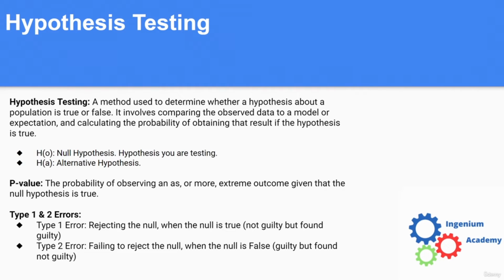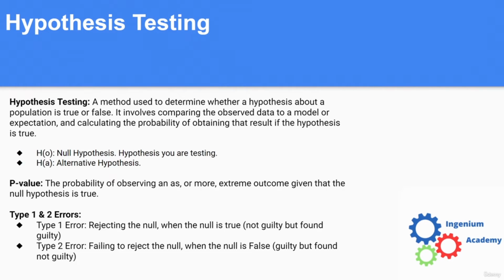Type 2 error is failing to reject the null when the null is actually false. So let's assume our person is actually guilty and we don't find enough evidence against them, which is not good, and we find them not guilty. We fail to find them guilty. In that case, that's a type 2 error.